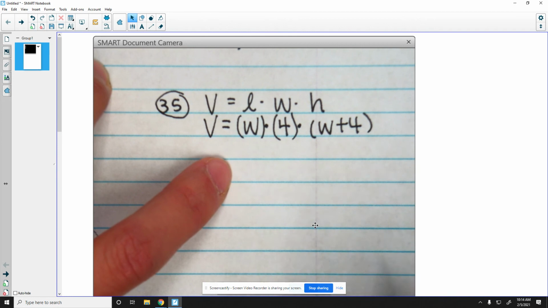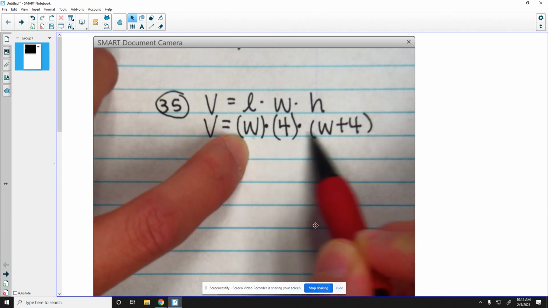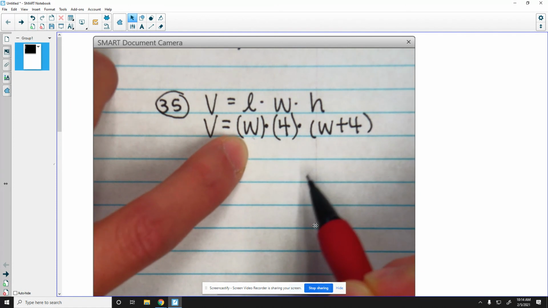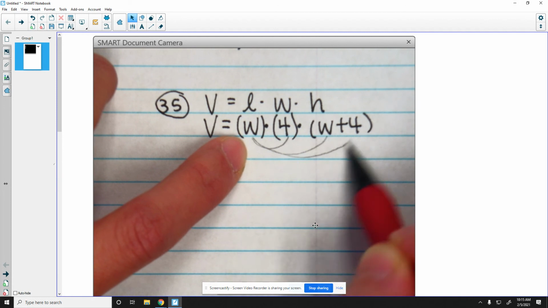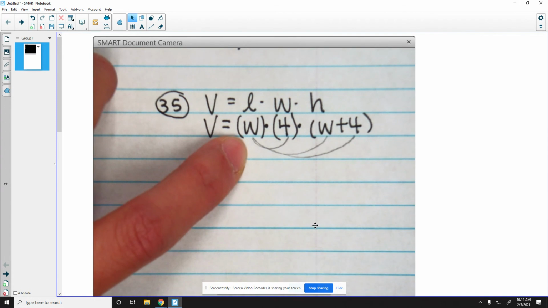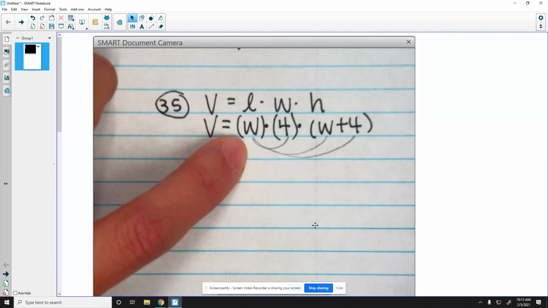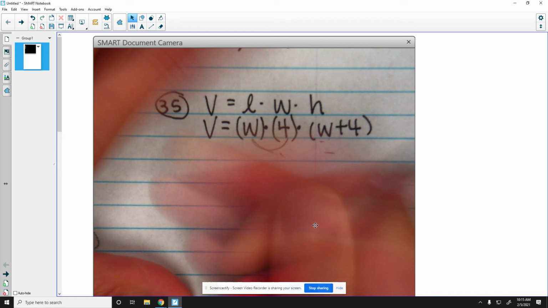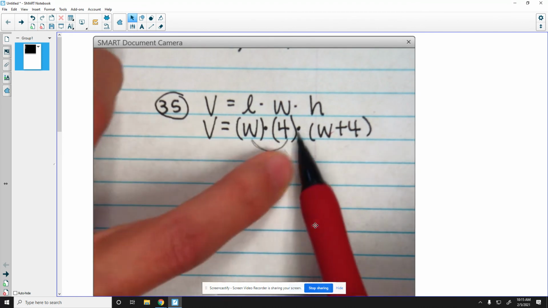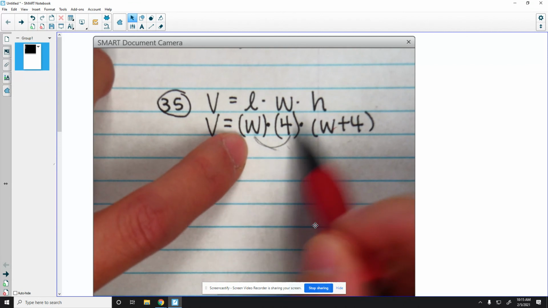Okay, so this is where you guys are going to get it wrong, if you get it wrong. For this W, I see parentheses, so I know I need to distribute. Do I distribute just to the 4, or do I do it also to the W and the other 4? How far do you think I have to go? Only to the first group of parentheses. So when I distribute, you only go to the next parentheses. You don't go all the way through. So just do W times 4.